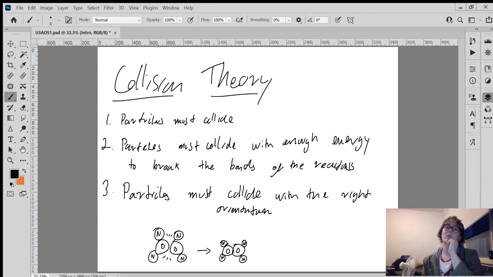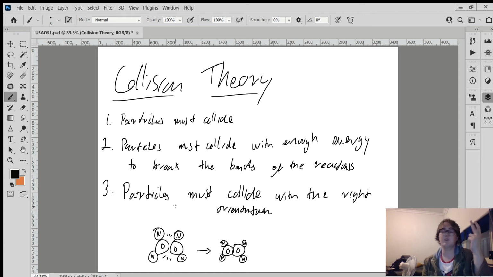Okay, so one of the more important things to know about this topic is the basics of collision theory. Collision theory states, for a reaction to occur, particles must 1. Collide, 2. Collide with enough energy to break the bonds of their reactants, and 3. They must collide with the correct orientation.